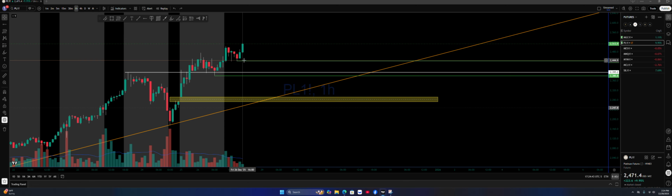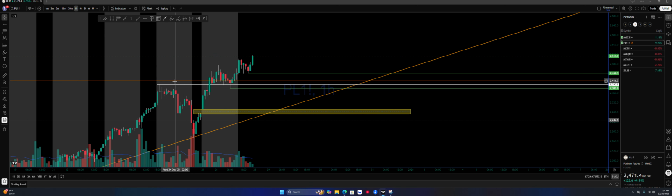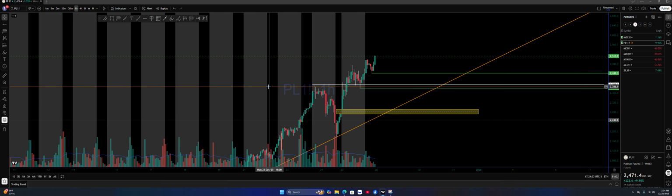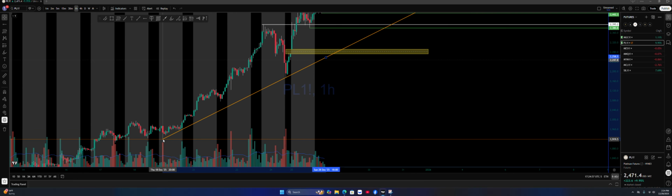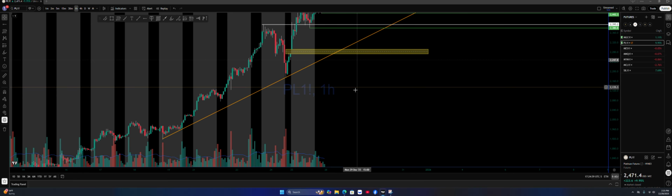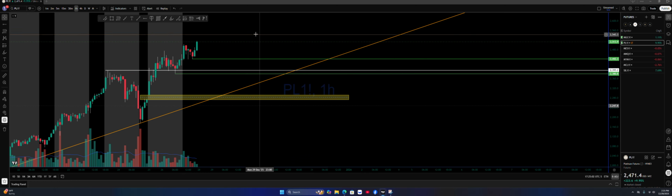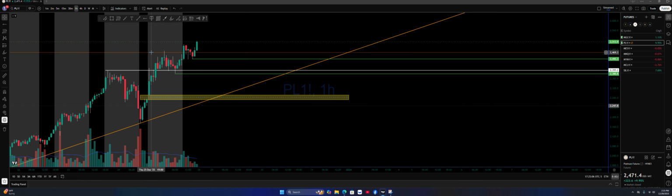I would love to see one of these levels get taken out first before we continue higher, but I will work with whatever price gives me. Anything that I do will have to be a break and retest because the breakout trades have not been going the best. I notice the retest usually occurs shortly after the breakout. This is looking extremely bullish right now.